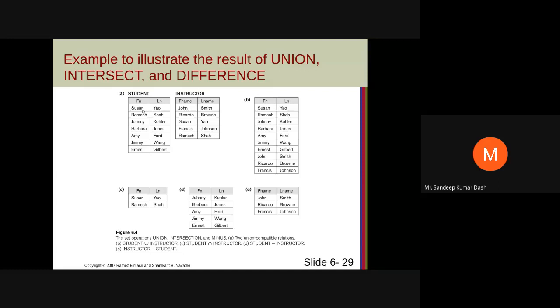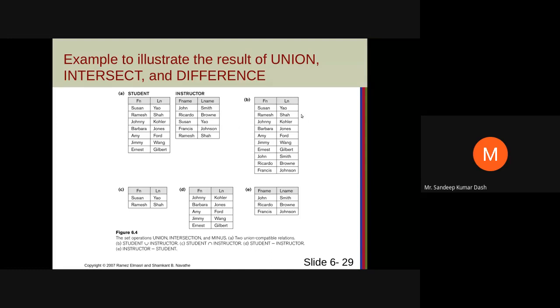By union, what will happen? Susan, Yao, these all will be combined with these all. But the common rows will be eliminated. This was present here, this was also present here, so this will be eliminated. Similarly, Ramesh Shah will be eliminated, and nothing else. So in total there are 12 rows. Out of 12, 2 are eliminated, so 10 rows will be there. You see, this is the result.